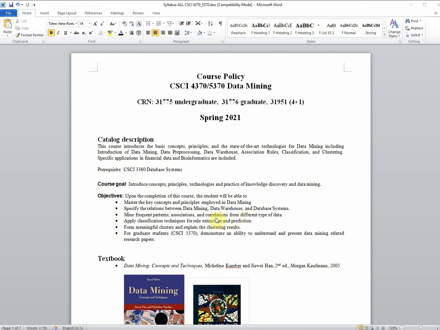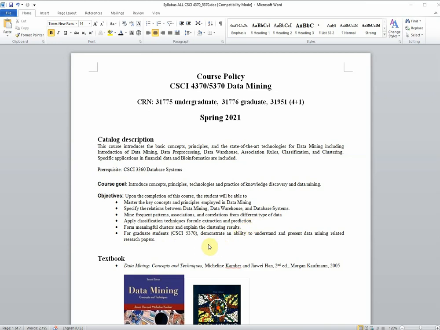Apply classification techniques for rule extraction and prediction. So we can build some models to do some predictions, and that falls into the category of classification, which is probably a big area in data mining, as well as artificial intelligence or deep learning. We also want to learn how to find meaningful clusters and explain the clustering results. Those are the important things that we want to learn.